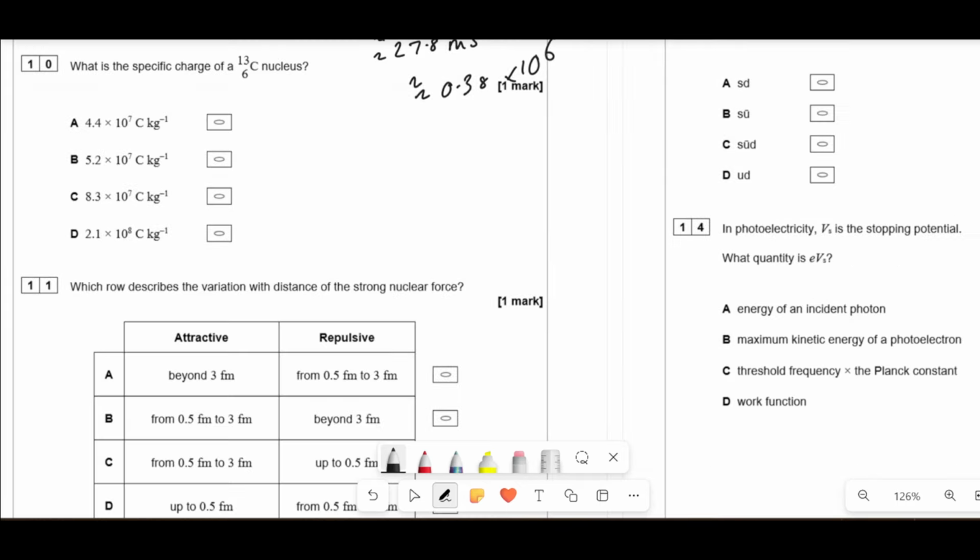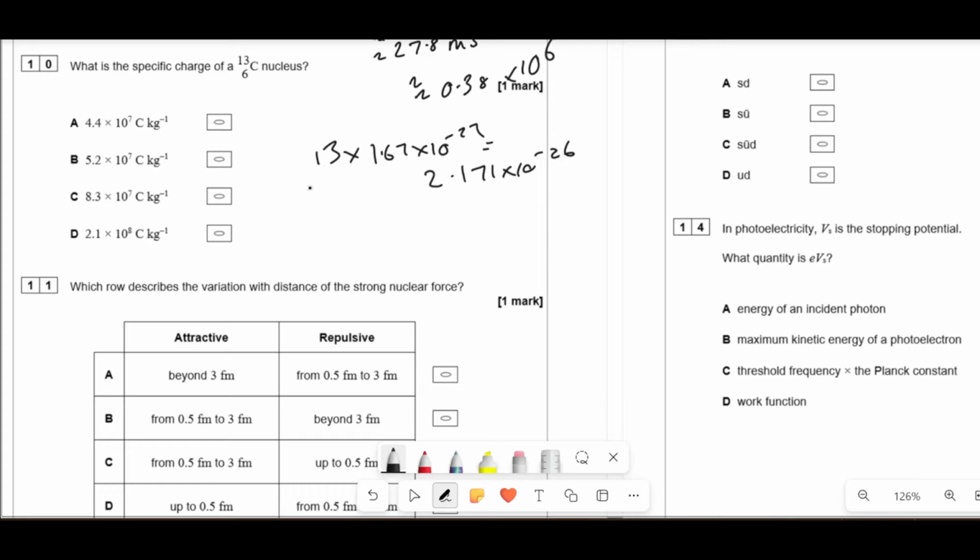So that's one way. So it's a specific charge of this carbon-13 nucleus. What we need to do is work out the mass of each nucleon. The mass of a nucleon, if you look at your periodic table, is 1.67 times 10 to the minus 27. So the mass of this whole nucleus is 13 times 1.67 times 10 to the minus 27, which is 2.171 times 10 to the minus 26.